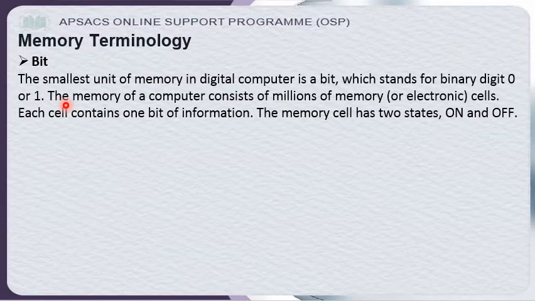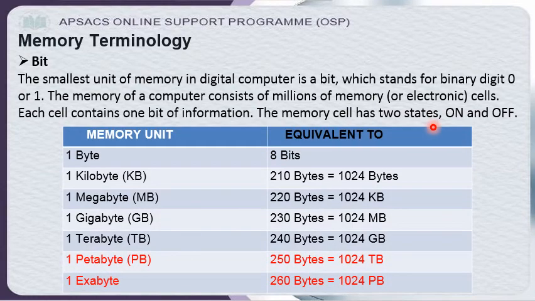Inside your IC or chip, a flip flop is there. That flip flop stores your 0 or 1. So the memory state, or the memory cell, has two states, on and off. Let's discuss some more terminologies. What are those? When 8 bits are combined, it makes 1 byte. So 8 bits combined make 1 byte.